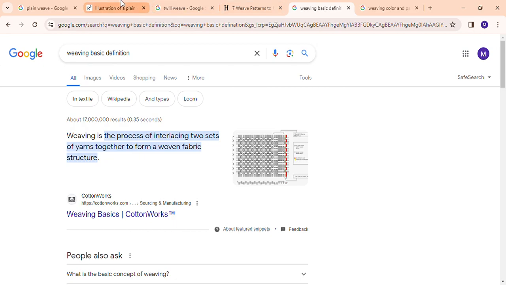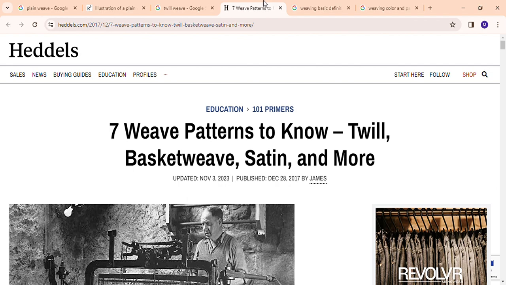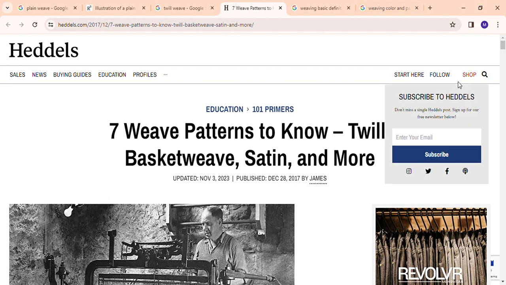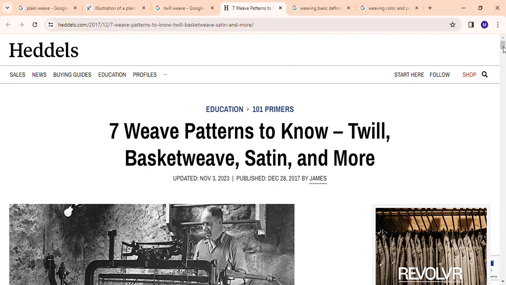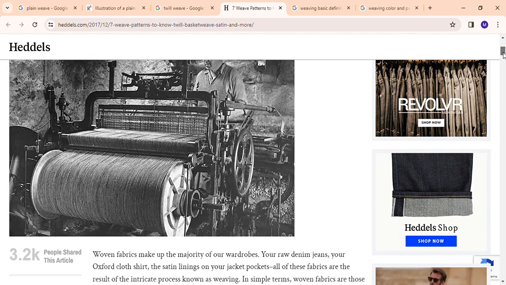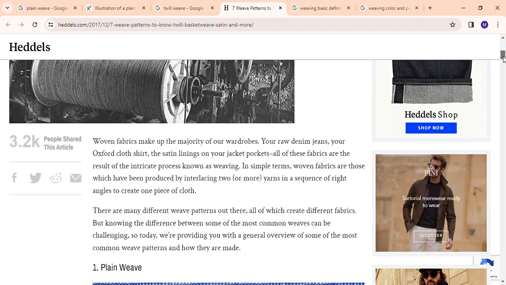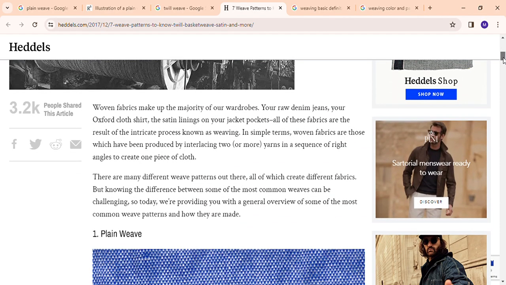So first of all, we are going through the seven weave patterns for the introduction and the types, to understand the method and its application. The seven weave patterns to know: twill, basket weave, satin, and more. These are seven basic techniques in weaving which are used in different fabrics. Number one, first of all, I am giving you the introduction to all of these seven.